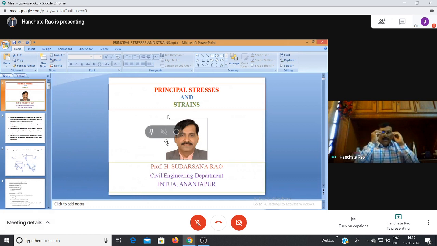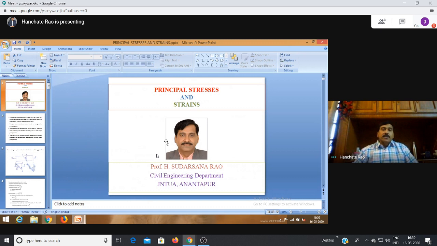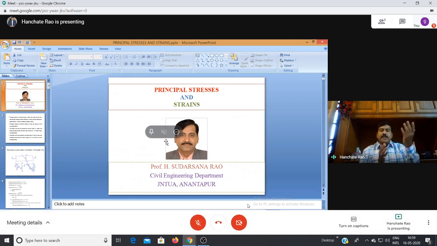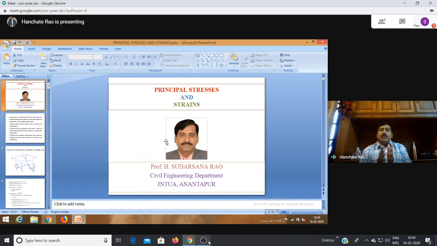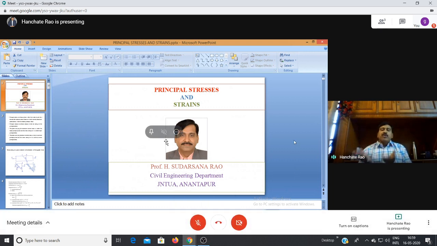Actually, principal stresses and principal strains is not in the syllabus for GATE 2020. If I look at the 2020 syllabus downloaded from the IIT Delhi website, the GATE examination 2020 was conducted by IIT Delhi, and principal stresses and strains is not there in your syllabus. It was there previously, but it is not there in 2020. I don't know whether they are going to include it in 2021 or not.